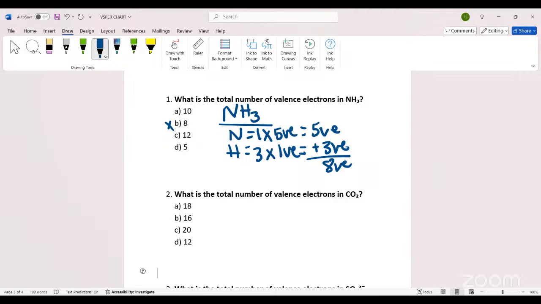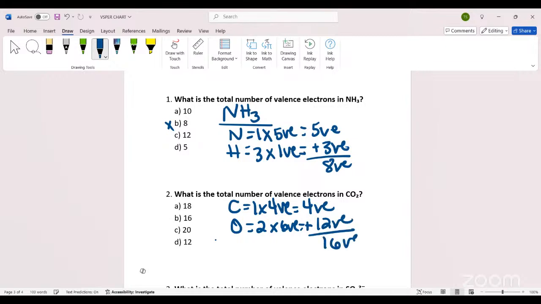So in number 2, it says, what is the total number of valence electrons in carbon dioxide? All right, well, let's go ahead and write this out. You've got 1 carbon times 4 valence electrons because it's in group 14, but we dropped that 1. And then we've got 2 oxygens times 6 valence electrons, because oxygen is in group 16. So 2 times 6 is 12. And then you add those together and you get 16 valence electrons. So far, easy peasy, right?